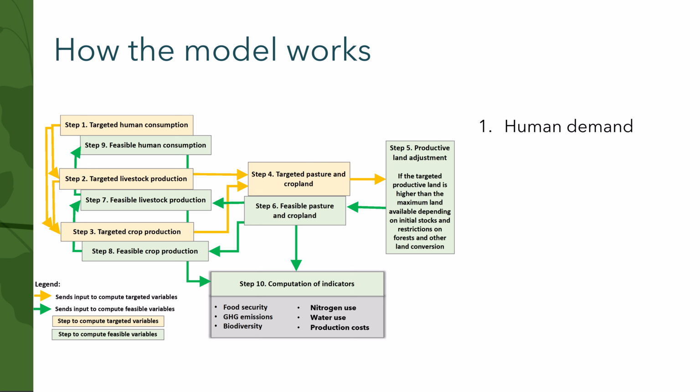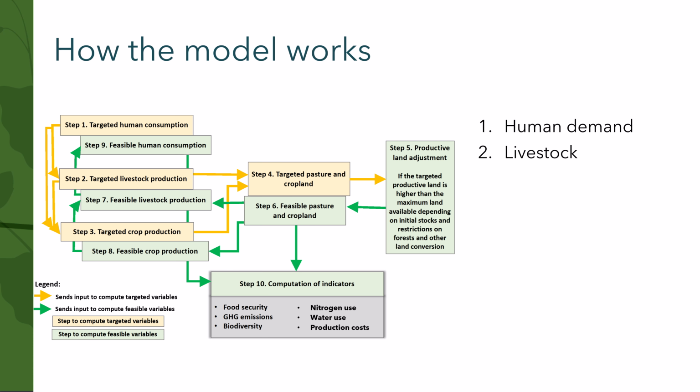The first step is to compute the targeted human demand. Based on assumptions about dietary shifts and population changes, the model predicts human consumption until 2050. The model is demand-driven, meaning it estimates the required amount of food for the population from 2025 to 2050. It also considers exports and imports, which can be customized by the user.